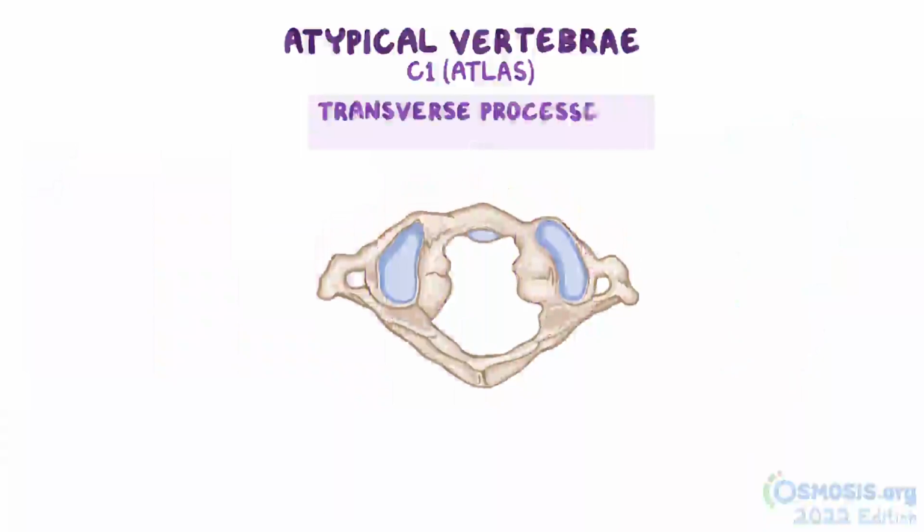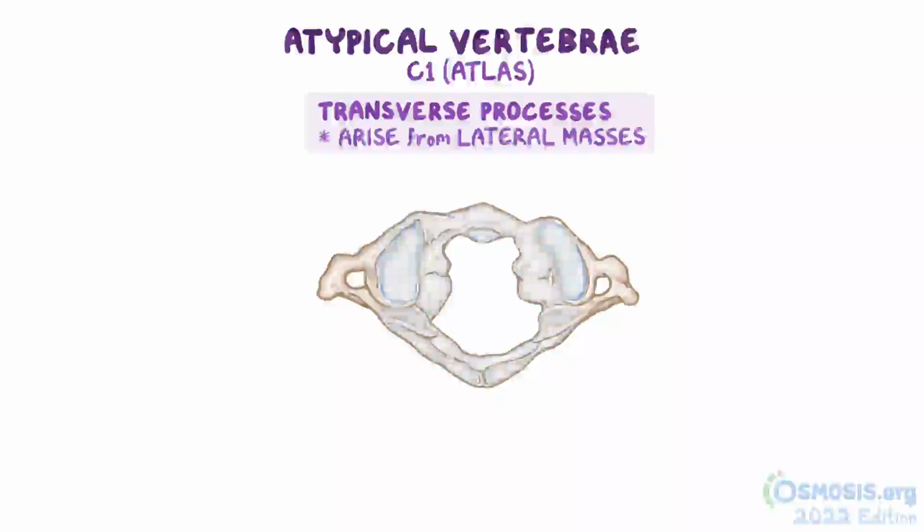The transverse processes of the atlas arise from the lateral masses, so these processes are placed more laterally than those of the inferior vertebrae. This makes the atlas the widest of the cervical vertebrae.